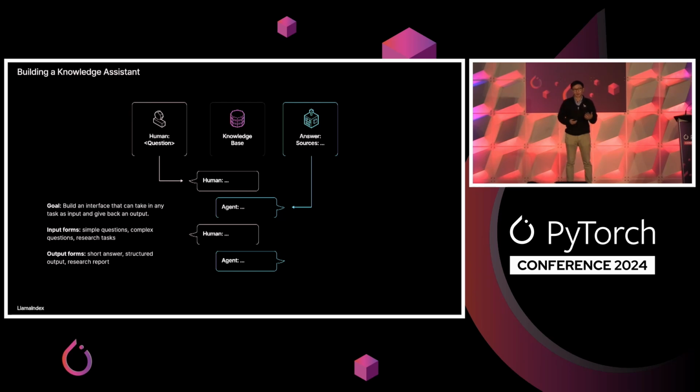Because a lot of traditional ML is on the training of these models, and a lot of Gen AI development has oriented towards how do you actually build principled applications by orchestrating different components together. So part of the goal here is really on orchestrating the right components to build what we call an advanced knowledge assistant. The goal is to build an interface that can take in any task as input and give back an output over any arbitrary amount of data that you have, whether you're an individual or an enterprise with a ton of data. The input forms can be simple questions, complex questions, research tasks, and the output forms could be short answers, structured outputs, actions, basically anything.